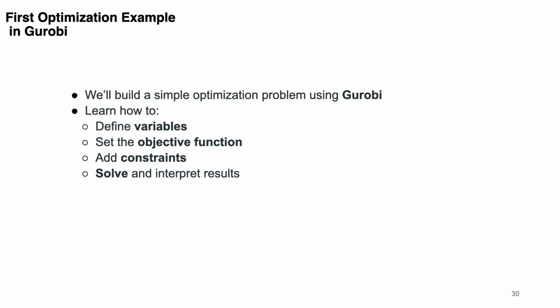Finally, we will run the optimize command and learn how to interpret those status codes and attribute values we just covered. By the end of this exercise, you will have gone from an empty Python script to a fully functioning, provably optimal decision intelligence tool. Let's open our Jupyter notebooks and begin.